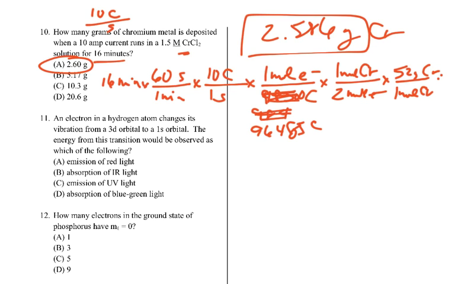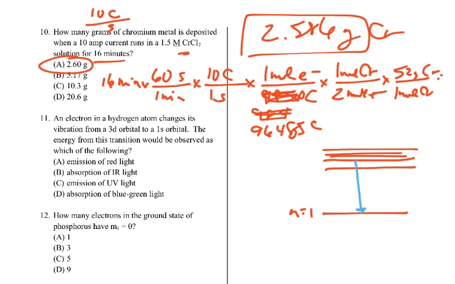Okay, number 11. An electron in a hydrogen atom changes its orbital from 3d to 1s. The energy from this transition that would be observed would be what? Okay, so we're going to go 3d to 1s. So remember how hydrogen goes. There's n equals 1, n equals 2, n equals 3, n equals 4. They get closer and closer and closer. And we're talking about going from 3 down to 1.